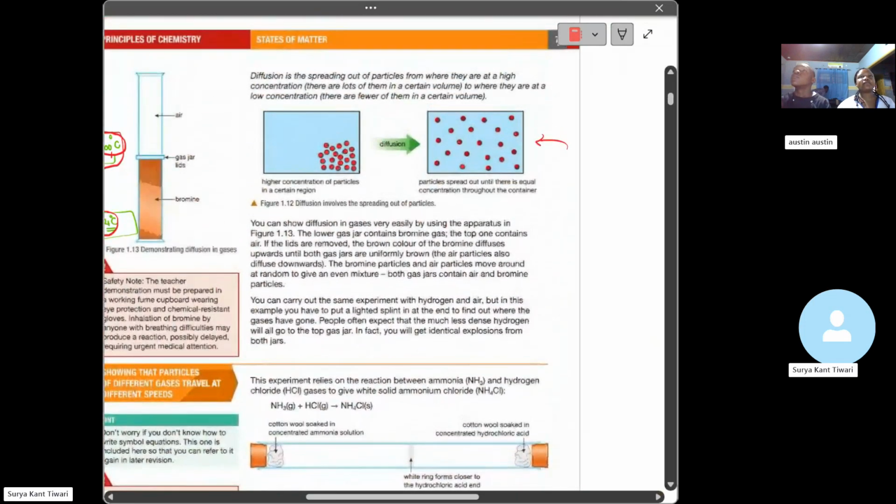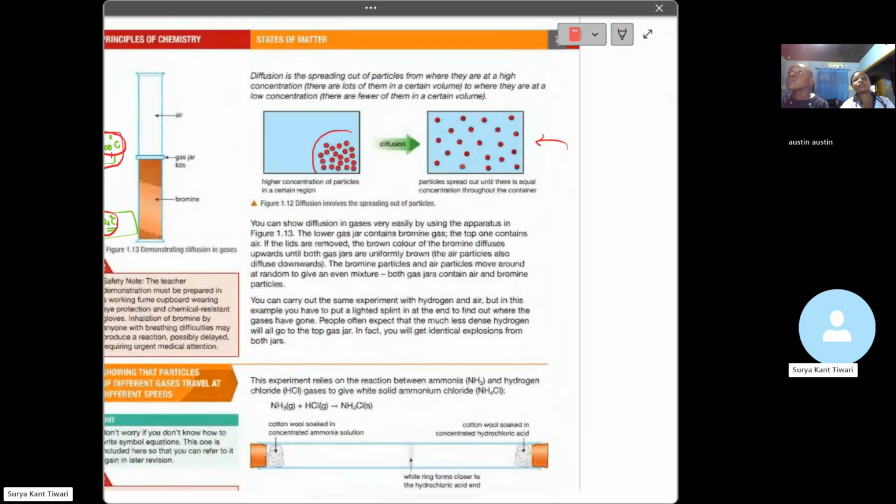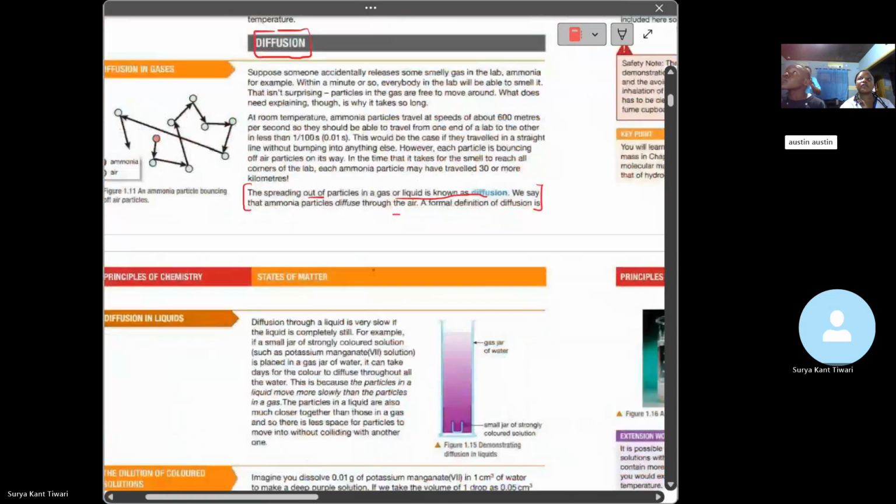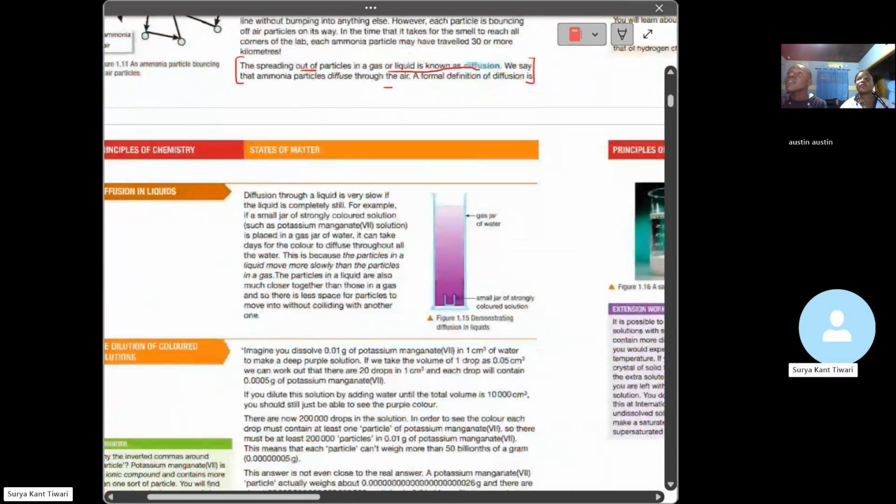You can see, all the gas particles are here. But once you give heat to them, they will start doing diffusion. They will move here and there, spread out. Yes, sir.